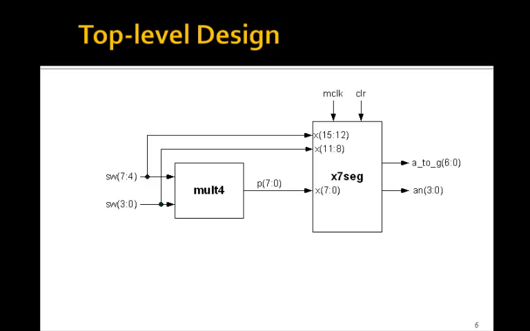Let's make a top-level design so that you can implement it on your FPGA board. We'll take our 4-bit multiplier, bring in the 8 switches. We'll multiply the top 4 switches by the bottom 4 switch settings, and we'll bring those out to the leftmost 2 7-segment displays, and then the product we will show as a 2-digit hex number on the 2 rightmost 7-segment displays.